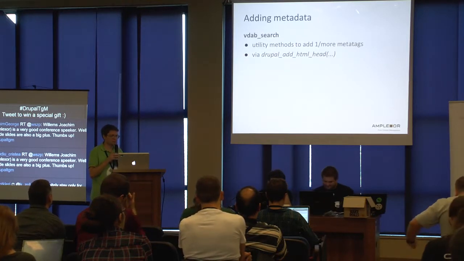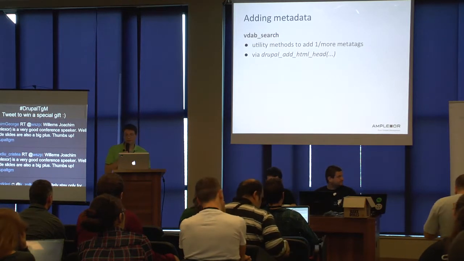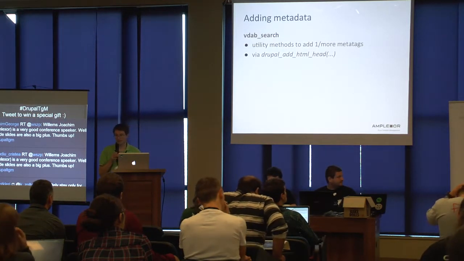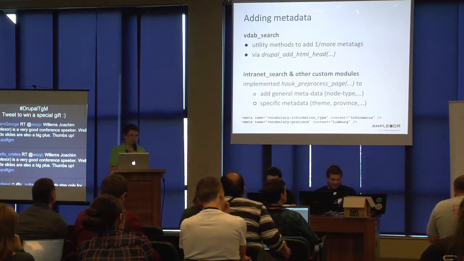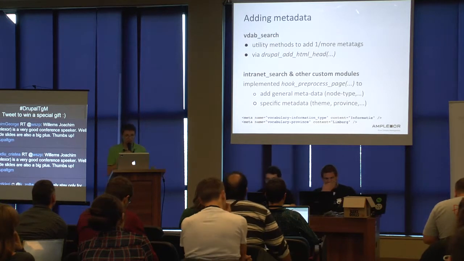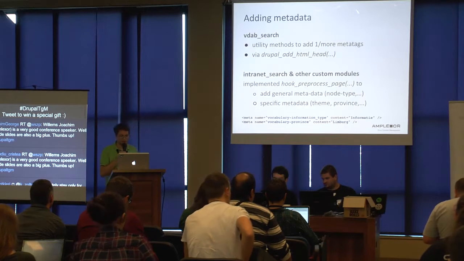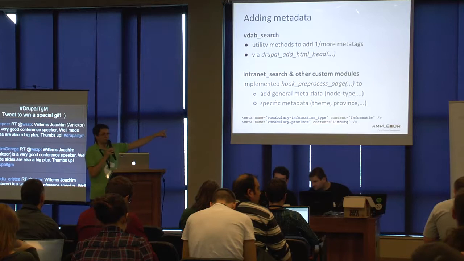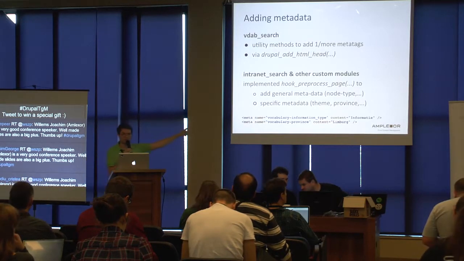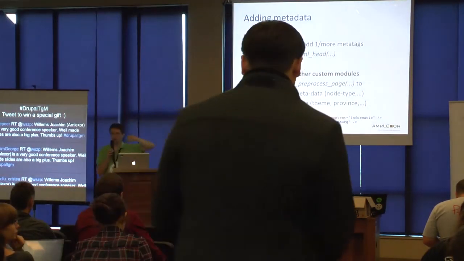Adding metadata, you do this in your custom modules by a utility method, and then eventually you use the Drupal add HTML head to add the meta tags. We have a custom search module and other custom modules. We implement hook preprocess page to add general metadata like what kind of node type, because we're using this in the facets, and specific metadata we can use, for instance, to personalize searches.